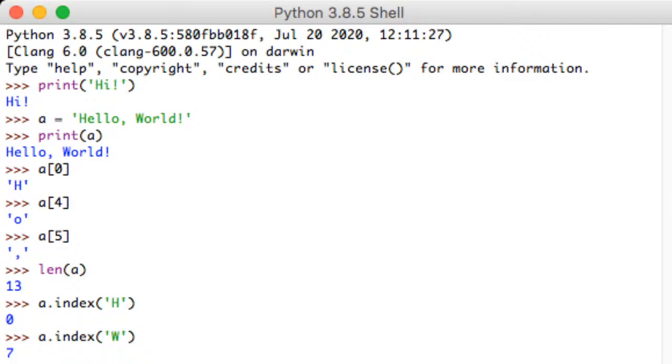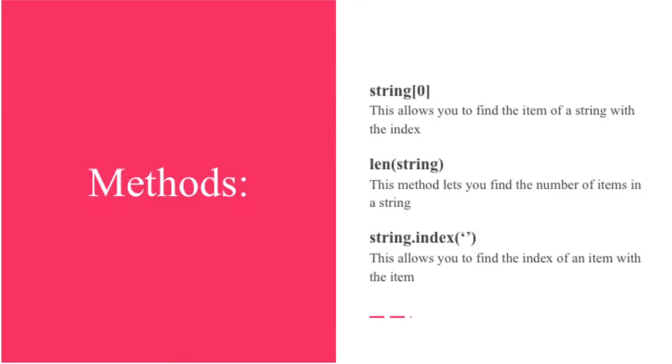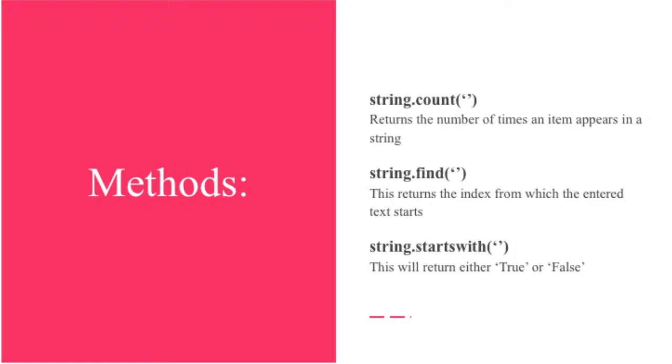So let's continue. Here, let's go to the next slide with some more methods. Dot count. The dot count of a string returns the number of times an item appears in the string.